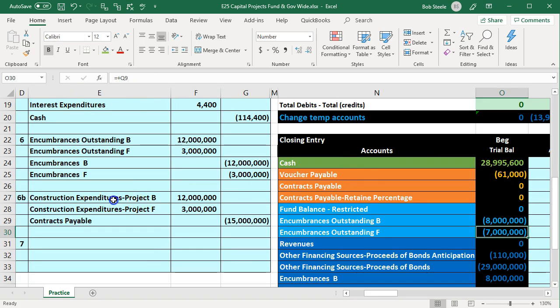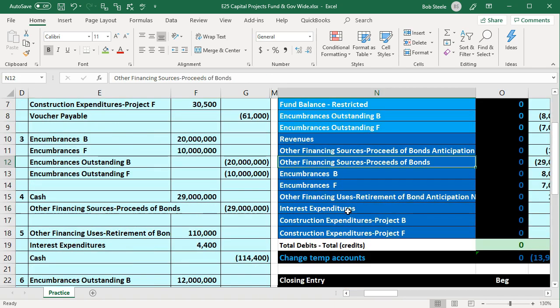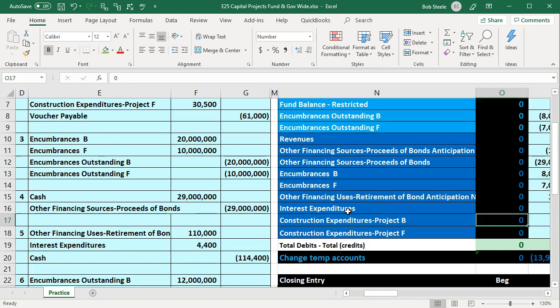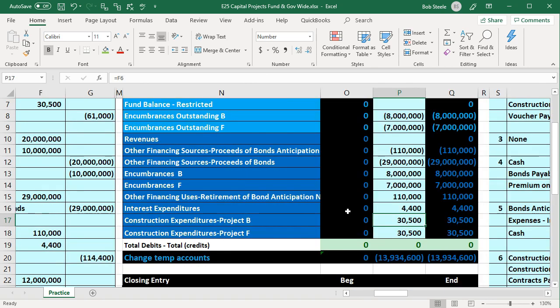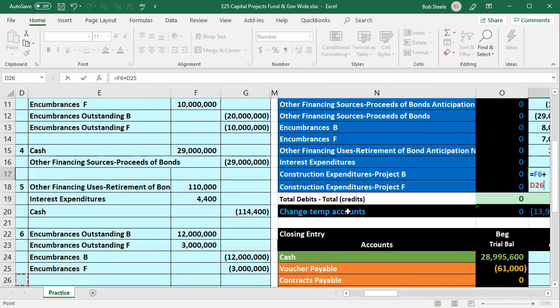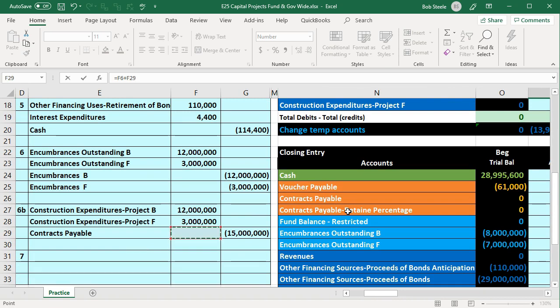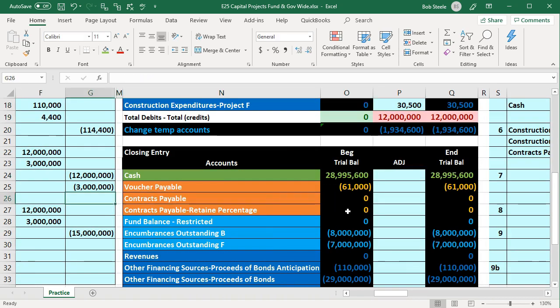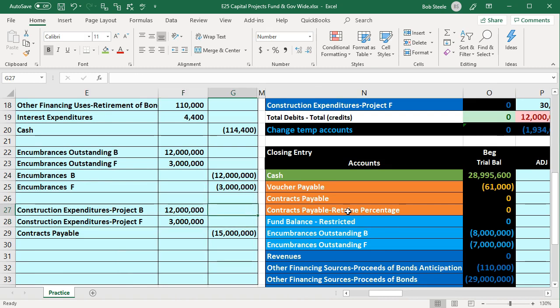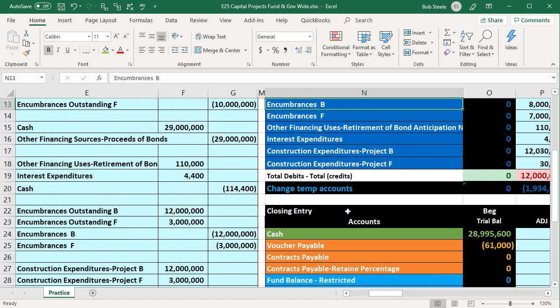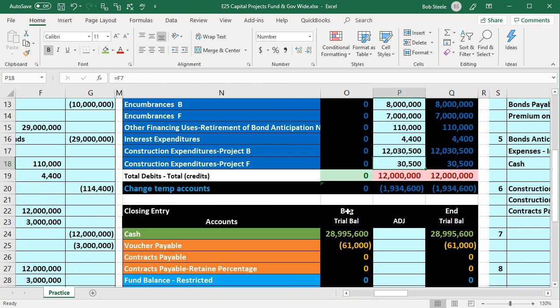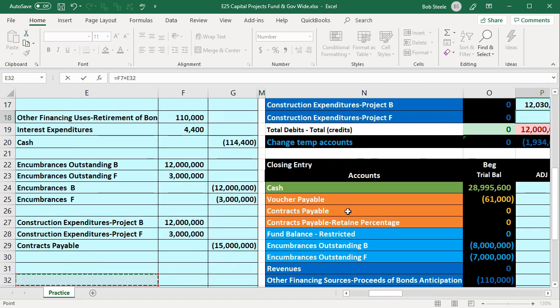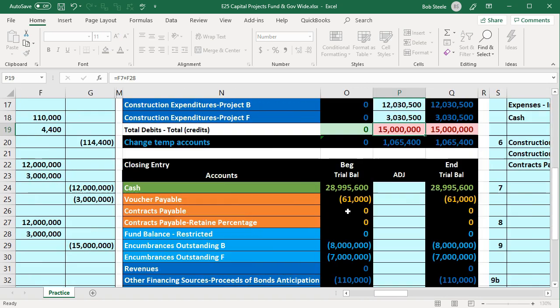So let's record this out. We're going to say construction expenditures for B. So I'm going to scroll back up and pick up the construction expenditures. That is in cell P17. I'm going to say F2 plus F2. Scroll back over, and pick up that 12. And then right underneath that, we're going to have the construction expenditures for F. So that's going to be right underneath. So we are in P18, F2 plus F2. Scrolling back down, picking up that 3.